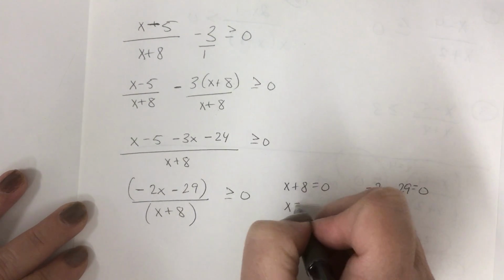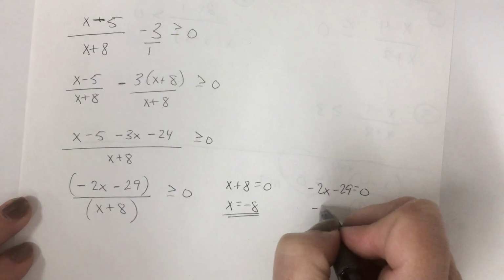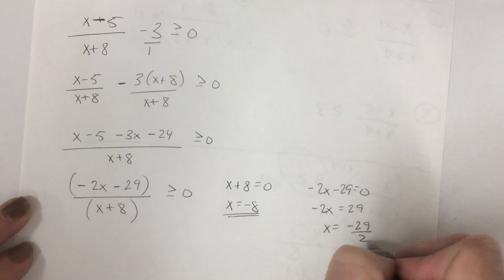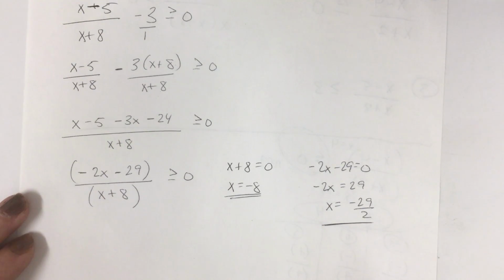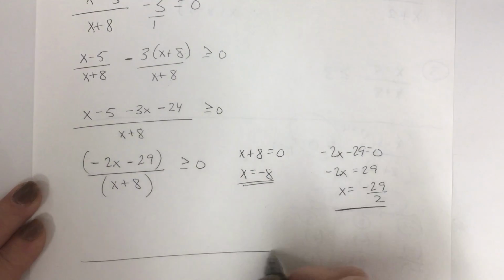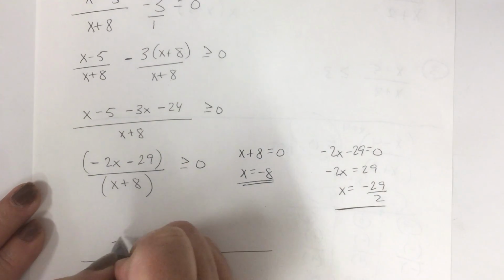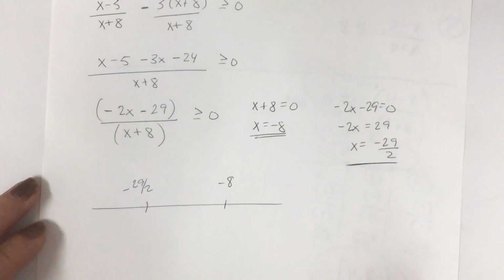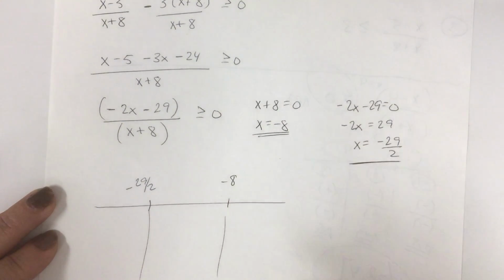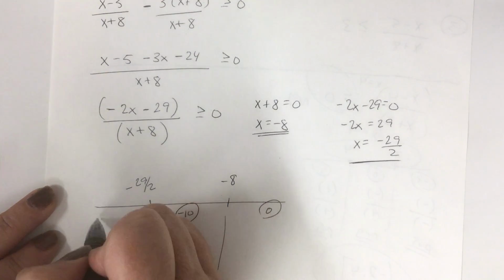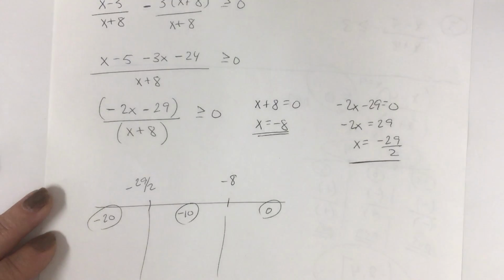So this is going to give you x equals negative 8, and this is going to give you negative 2x equals 29, so x equals negative 29 over 2. So about 14 and a half. And they're both negative, so make sure you put them in order. This is negative 14 and a half, so it is farther to the left than negative 8. So then pick numbers. I would pick 0 over here. Something bigger than negative 8 would be 0. This could be negative 10. If this is negative 14 and a half, this could be negative 20, let's say.